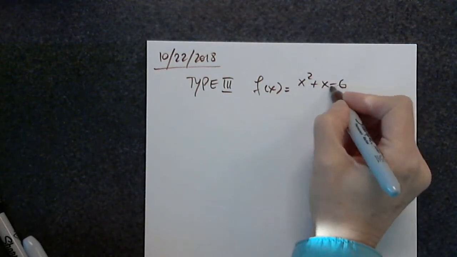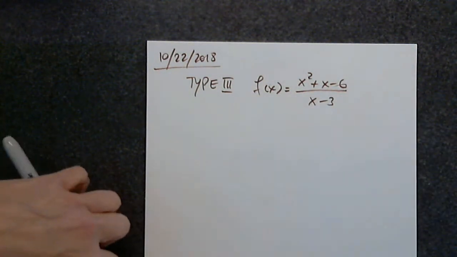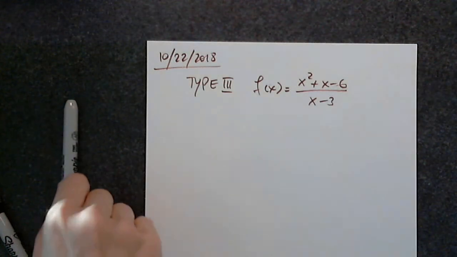X squared plus x minus 6 over x minus 3. Is this type 3? What is the degree at the top? 2. What is the degree in the denominator? Perfect. So this is indeed type 3.